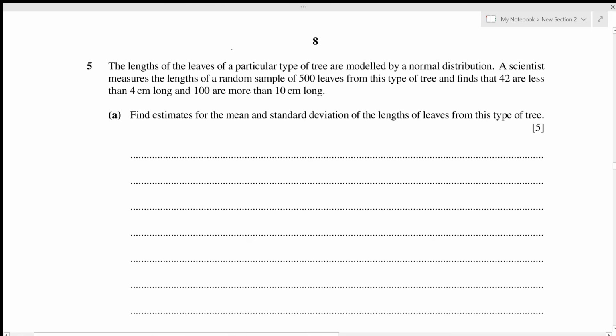The lengths of the leaves of a particular type of tree are modeled by a normal distribution. A scientist measures the length of a random sample of 500 leaves from this type of tree and finds that 42 are less than 4 cm long and 100 are more than 10 cm long. We need to figure out the values for the mean and standard deviation of the lengths of leaves from this type of tree. Alright, I'm going to denote the variable x to be the length of the leaves.